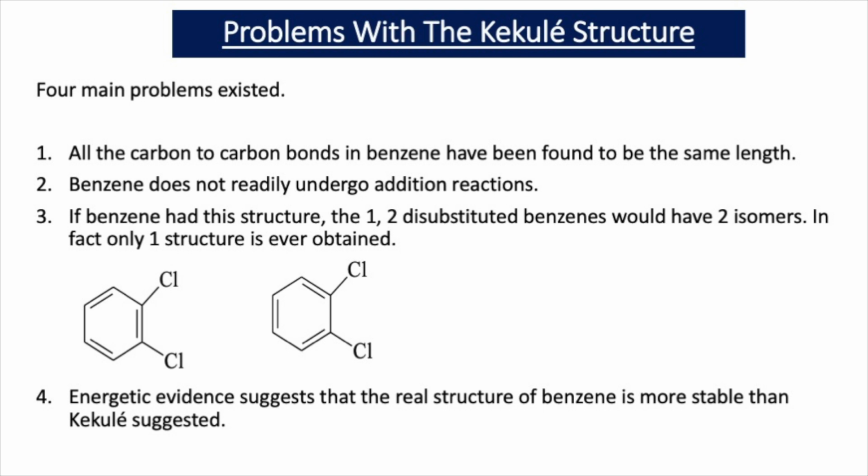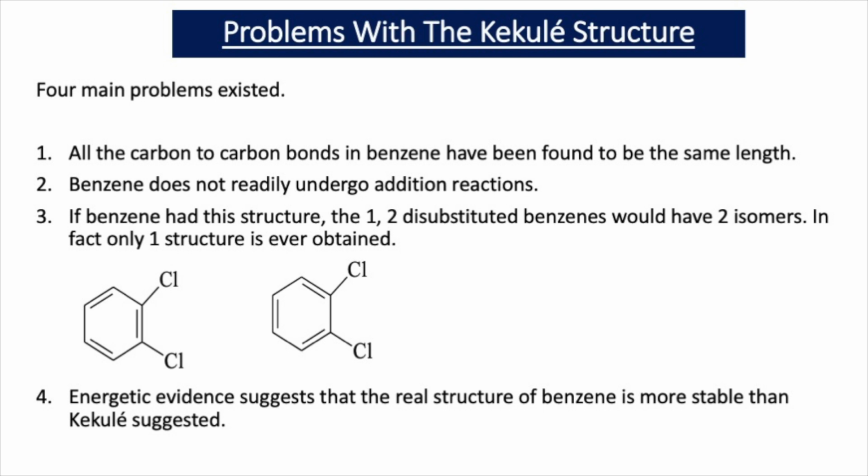Now the third problem is to do with isomers. Now if you had the following structure, so let's say we had 2 chlorines or 2 bromines or 2 methyl groups, and we put that on a benzene ring. If Kekulé is right with his model, there should be 2 versions of that compound. There should be 2 isomers of 1,2-dichlorobenzene or 1,2-dibromobenzene. But in fact, only ever one structure has ever been obtained for these sorts of compounds. There is not 2 versions of 1,2-dibromobenzene or 1,2-dichlorobenzene. So that's the third flaw with this model.